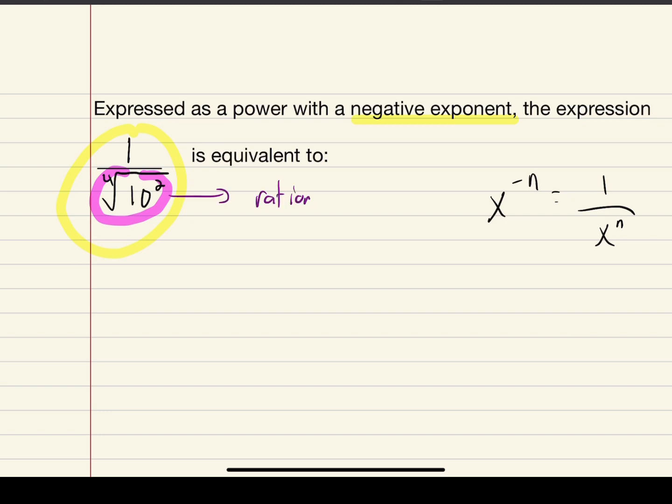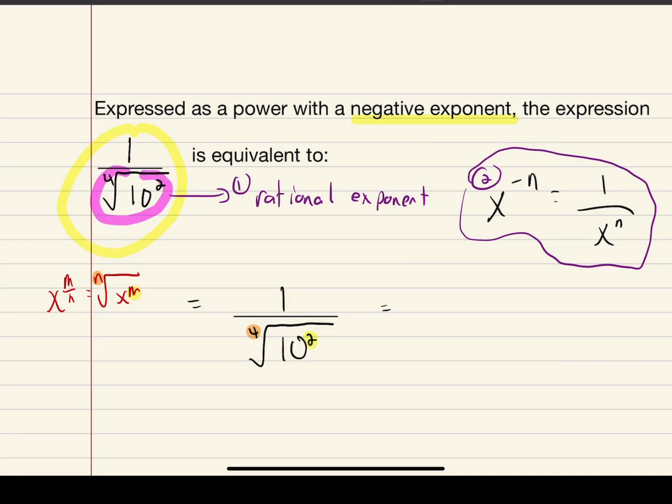So I'm going to take my radical and convert it to a rational exponent. That's the first thing. And then the second thing is I'm going to apply this law over here in order to turn it back into a negative exponent. So using this property, we're going to convert where the 4 is the n and the 2 is the m. And so we're going to go 1 over 10 to the 2 over 4, which if we write it even more simplistically, is 1 over 10 to the 1/2, because you can simplify 2 over 4.